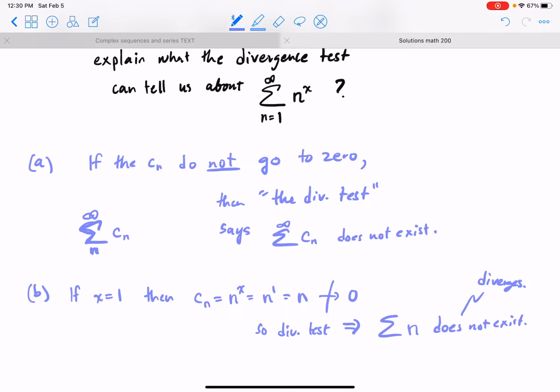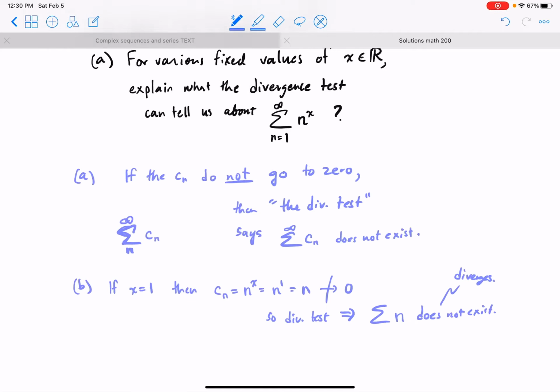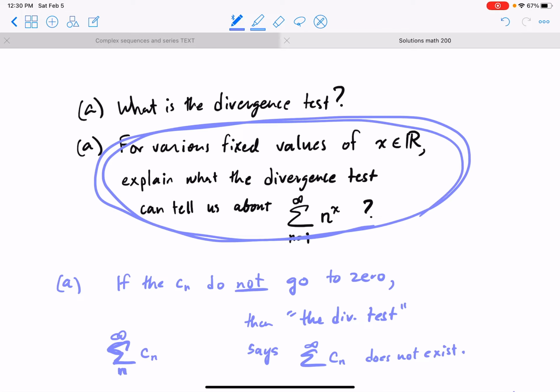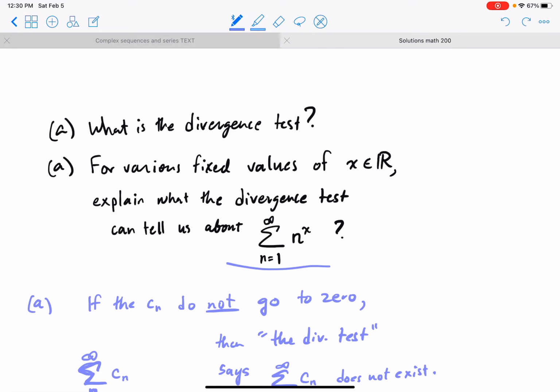Okay. Let's try something else out. So what we're supposed to do is look at various fixed values of x. So let's just pick some more until we can get a complete picture. In the end, what will be the case is that whenever x is greater than or equal to 0, this sum will diverge and not exist. When x is negative, we don't know. This will be our final answer. But let's discover it.